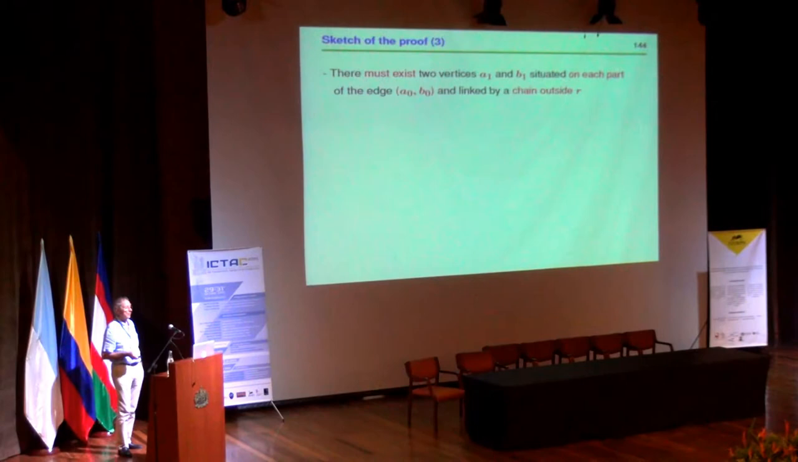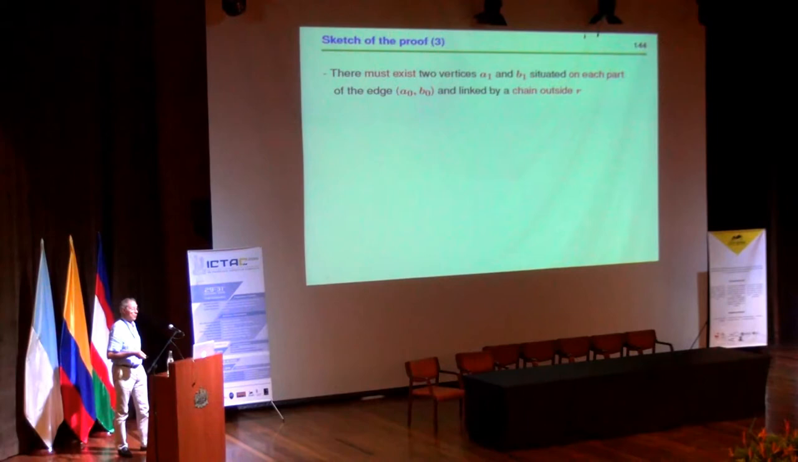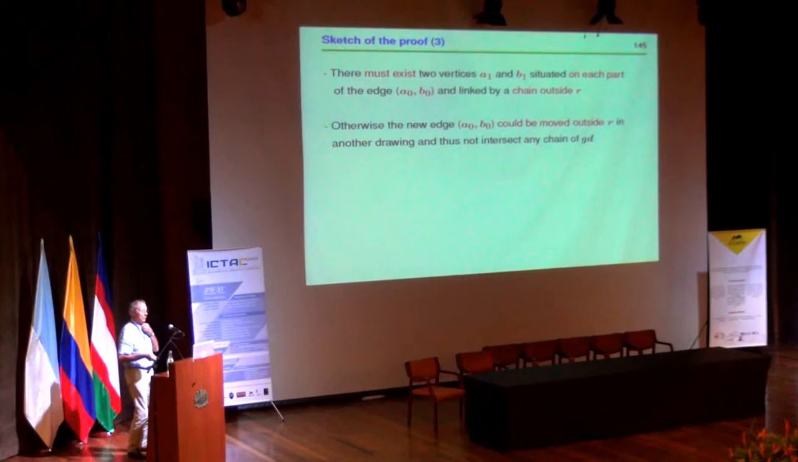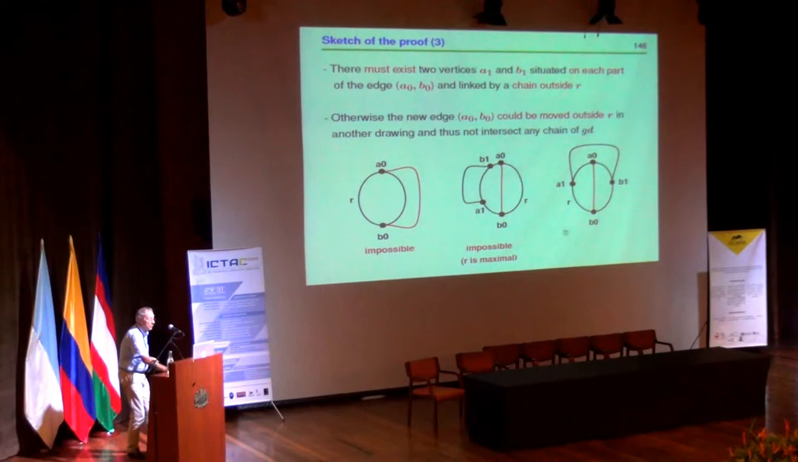So there must exist two vertices, A1 and B1, situated on each part of the edge A0 B0, and linked by a chain outside R. Otherwise, the new edge A0 B0 could be moved outside R in another drawing. This is what I claim, and I can prove it carefully. There must exist an outside link, a chain in general, because if this does not exist, then we can move this outside, and this will be planar.